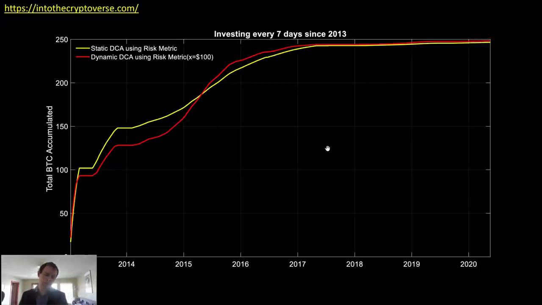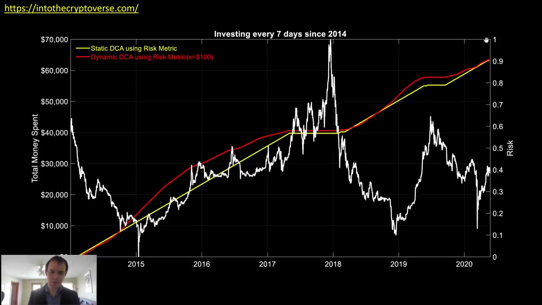I probably should put this on a logarithmic scale so you can see. But ultimately, you're talking about just a few Bitcoin difference between the two approaches. But again, this could change. If we see prices continue to drop in the short term, then obviously the dynamic DCA approach will kick in. People following this approach will be putting in more.